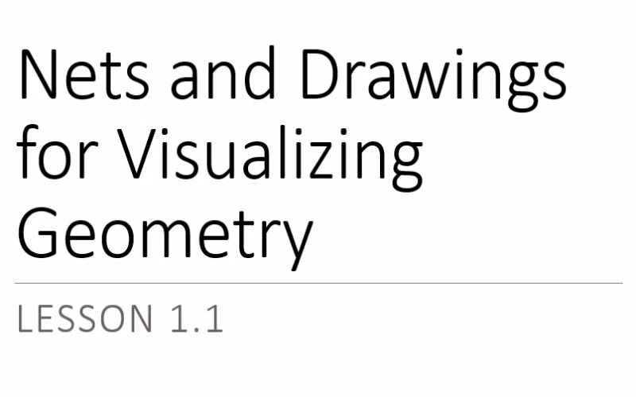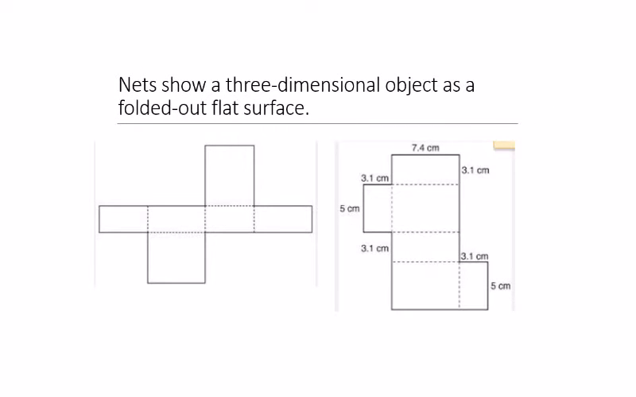2020, Happy New Year. We're starting geometry, and so our first lesson is kind of trying to figure out how to visualize geometry, especially three-dimensional shapes. So we're going to talk about a few different things. First of all, nets. So a net is a way to visualize a three-dimensional shape as if it's folded out.